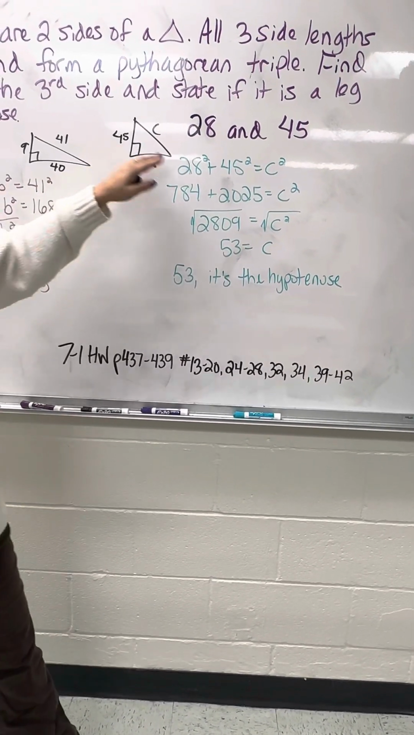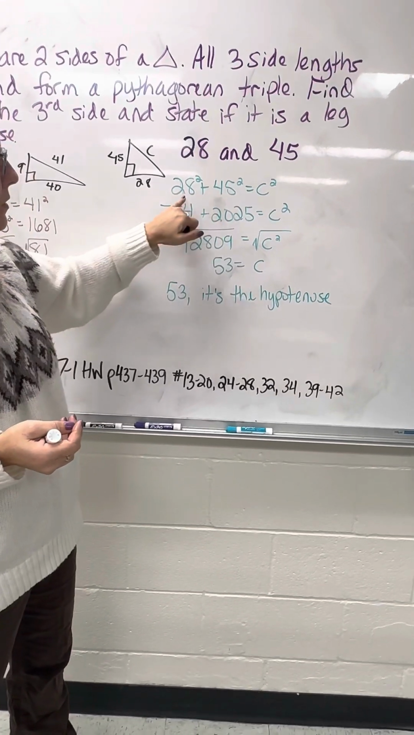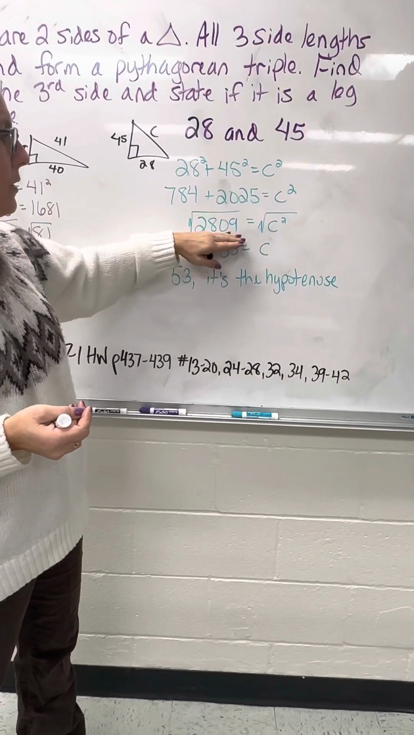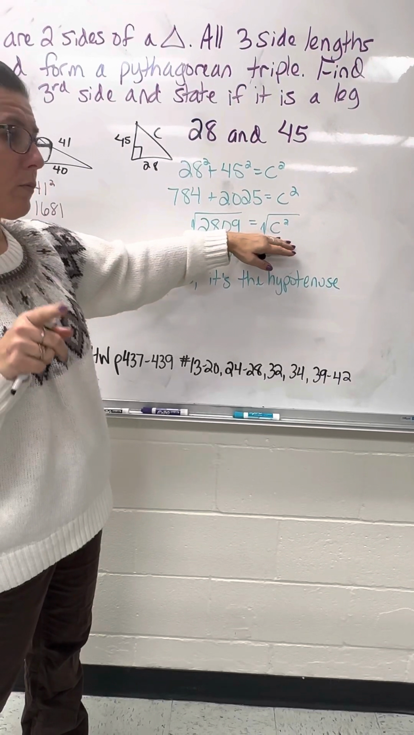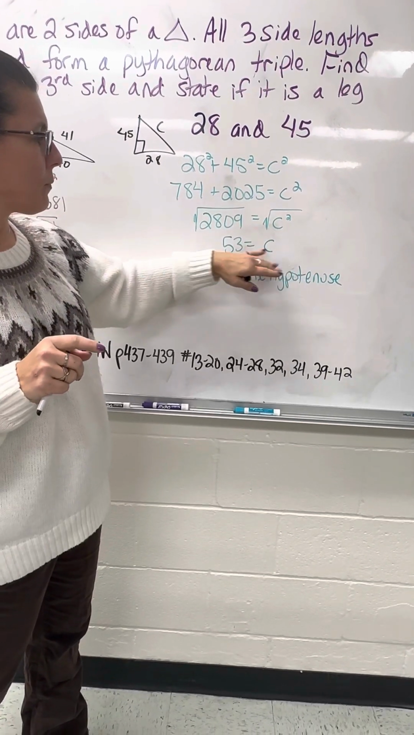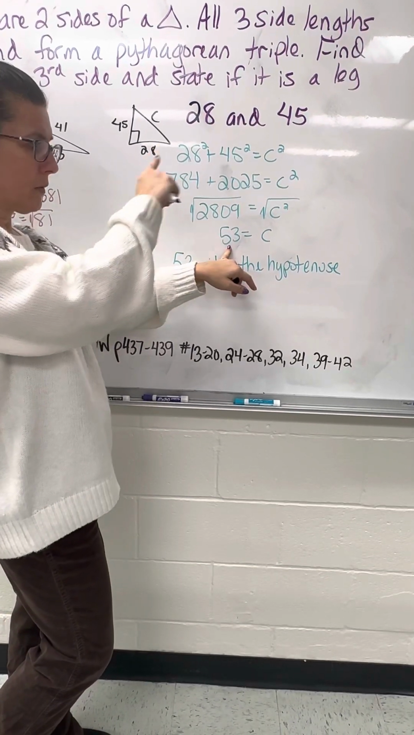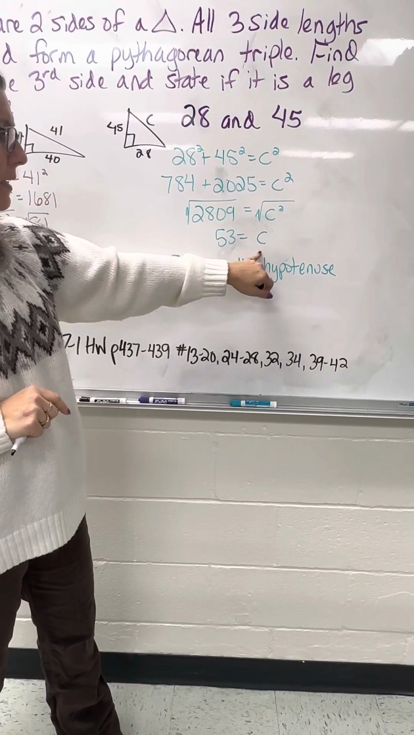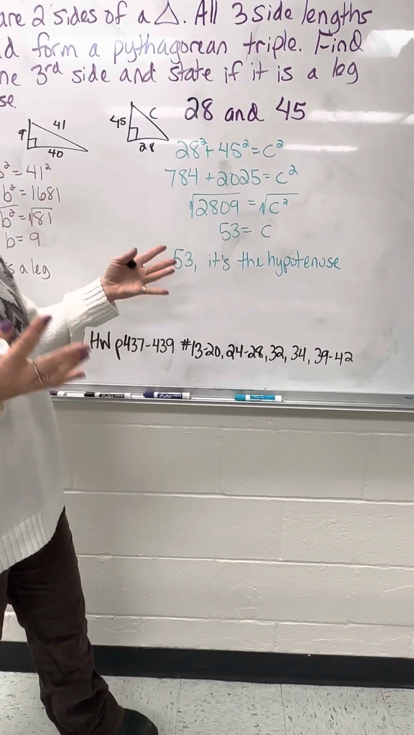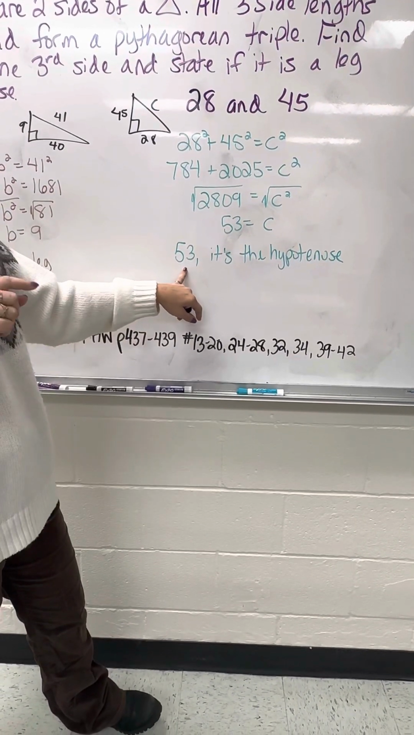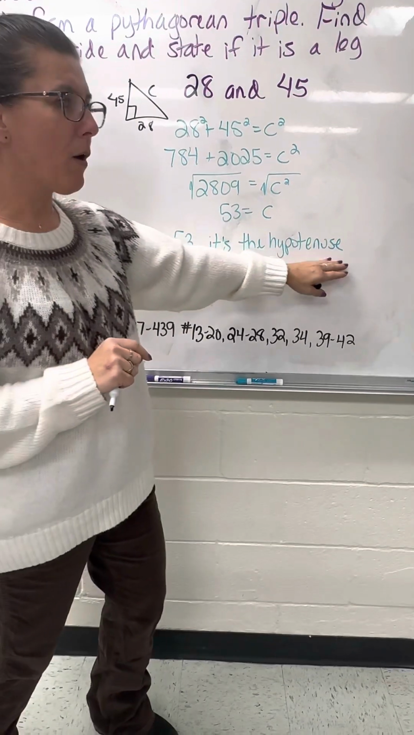So I squared this number, added them together. At this point, I'm going to square root both sides. When I square root both sides, I get a whole number, which means this scenario works. So because it's C, the C side is our hypotenuse. So my full answer would be 53 is the unknown side, and it's a hypotenuse.